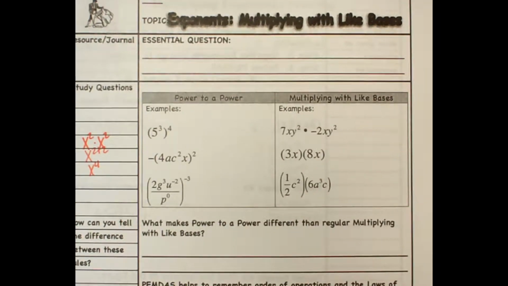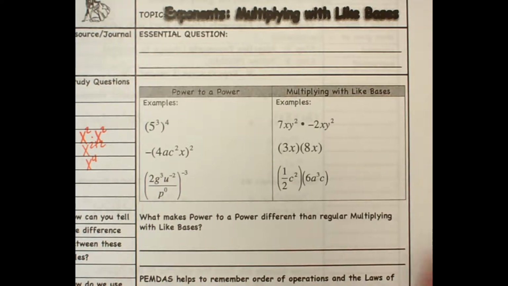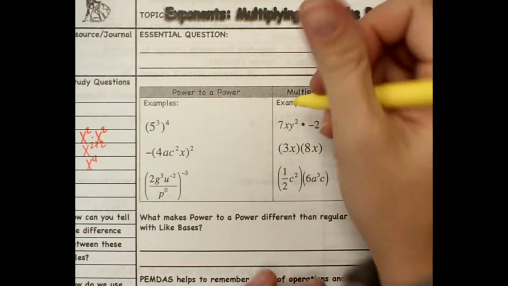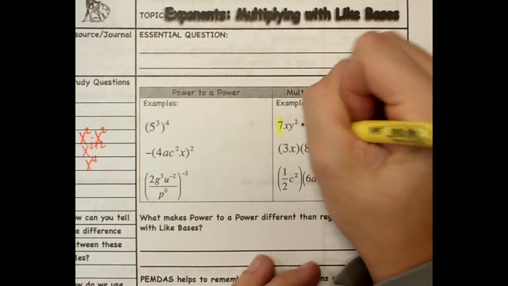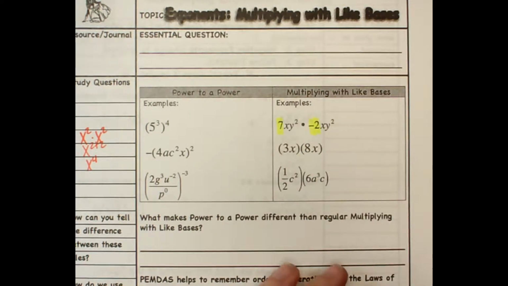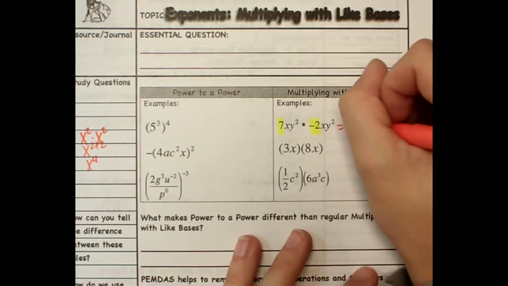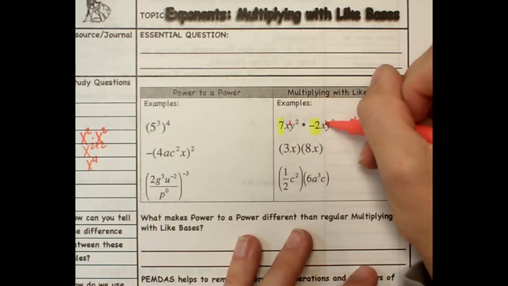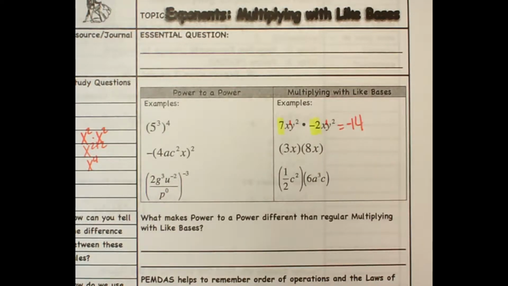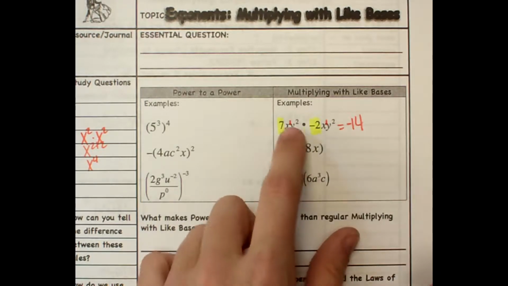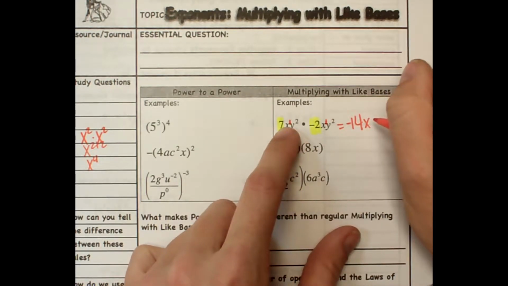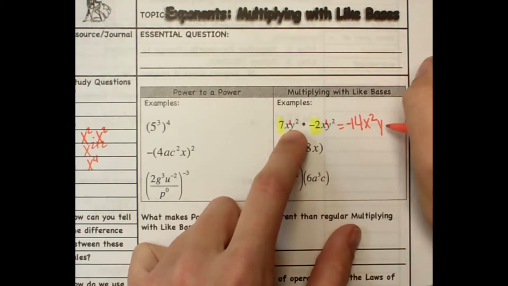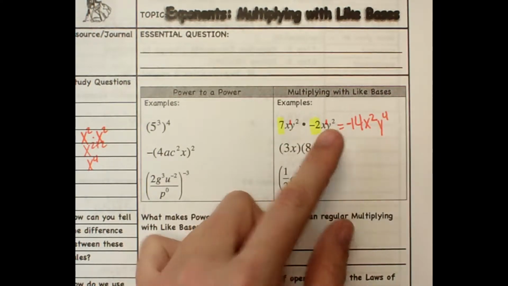So let's refresh ourselves on that little rule. Multiplying with like bases: remember, we have to multiply the coefficients. So when you multiply 7 times negative 2, you get negative 14. Then you have to give everything an exponent. If it doesn't have one, that means it's 1. And then you add them. So we have our x, 1 plus 1 means now we have x squared. We have our y's, 2 plus 2, so that means we have y to the 4th.